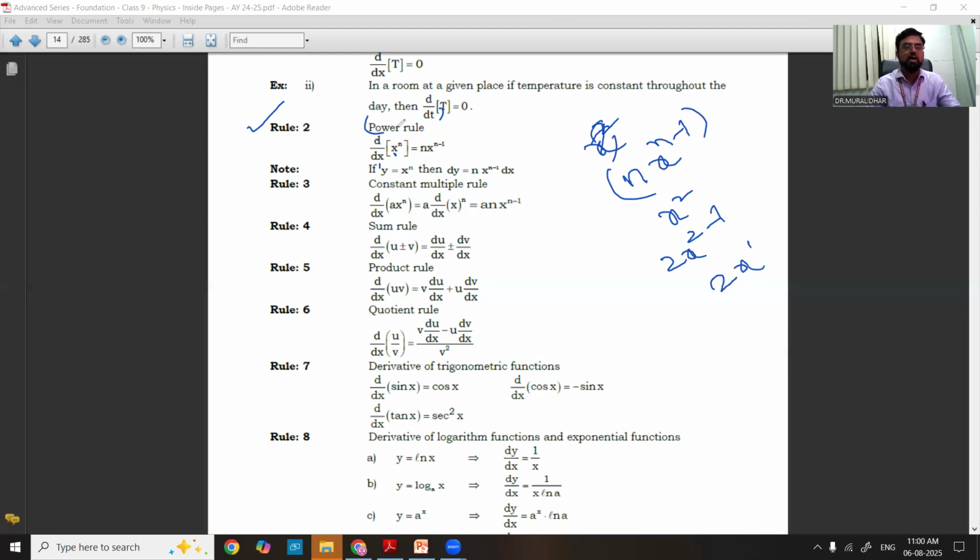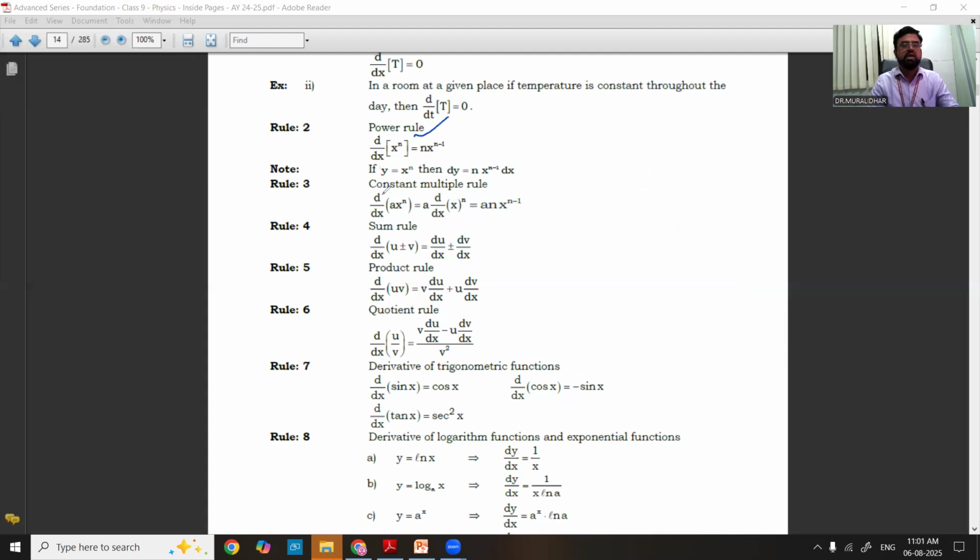So this is the formula. d by dx of any power is given by n x to the power n minus 1. It means the power n comes to this side, and the power reduces by one. Like that, for any powers, you can write; the formula is applicable. See, y is equal to x to the power n we have taken. Then dy, the derivative of y, is equal to n x to the power n minus 1 dx. dx will come here, no?